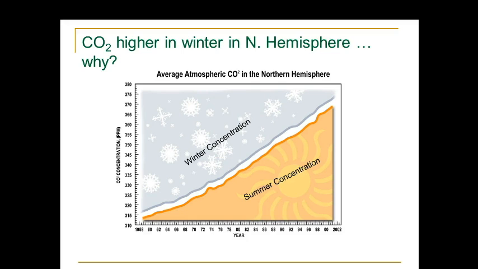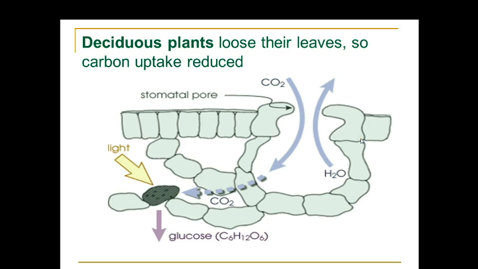So we've seen that there is this annual variation in the CO2 concentration. Why is it higher in the winter in the northern hemisphere? If we look, the vertical axis is CO2 concentration, the horizontal is the year, the winter concentration is the gray line, and the summer concentration is the orange line. So there is this annual variation, winter to summer. What's going on? It's all about the plants. In the winter, deciduous plants like oak trees or maple trees lose their leaves, and therefore the carbon uptake is reduced. Because the carbon uptake is reduced, that leads to a higher concentration in the winter when the trees don't have their leaves.